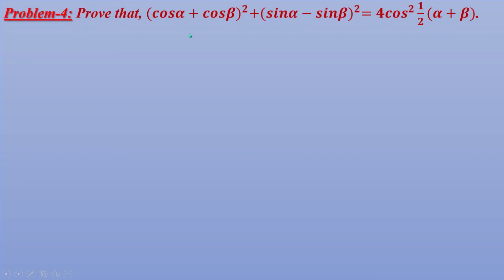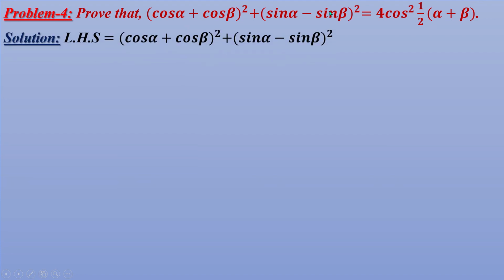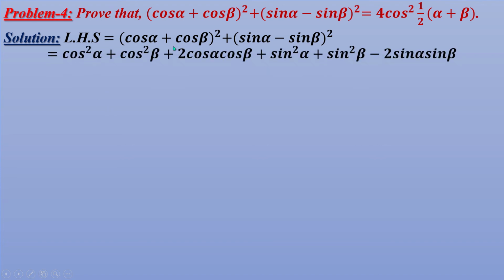Problem 4. Prove that cos alpha plus cos beta whole square plus sin alpha minus sin beta whole square equal to 4 cos square half of alpha plus beta. Left hand side is this. Now applying formula a plus b whole square and a minus b whole square. As a result, here will be a square plus b square plus 2ab. That means cos square alpha plus cos square beta plus 2 cos alpha cos beta, and here will be sin square alpha plus sin square beta minus 2 sin alpha sin beta.